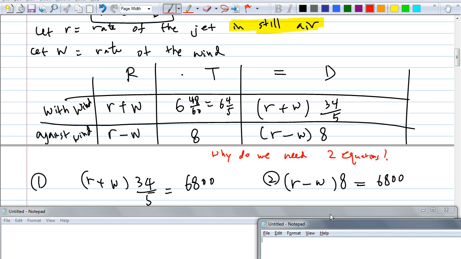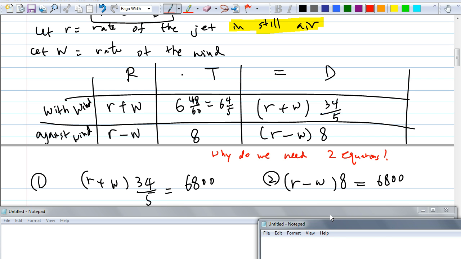Isn't that right? Are we traveling the same distance, going with the wind or against the wind? It says from New York to Paris is about 6,800 kilometers, right? So those are your two equations. Why do we need two equations, by the way, here? Yeah, we have two variables, so we need two equations. Does this kind of problem look familiar? We've done this before in first semester.